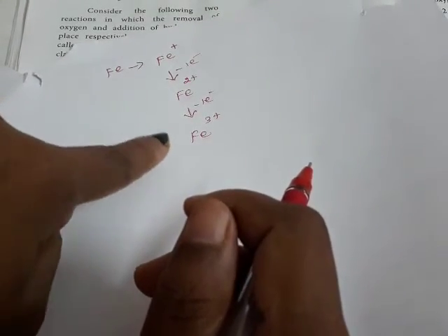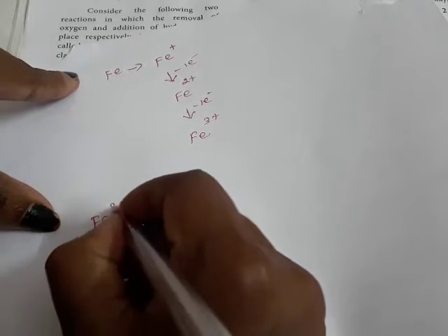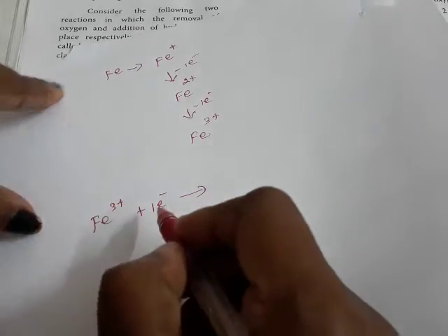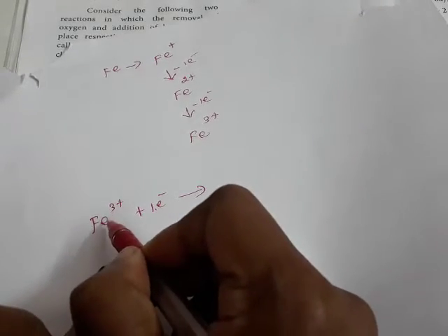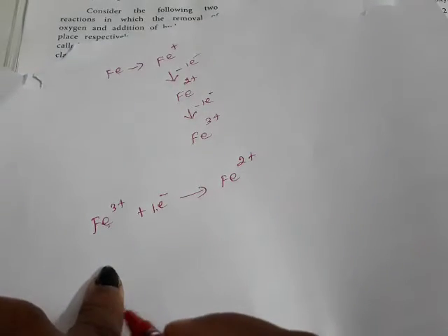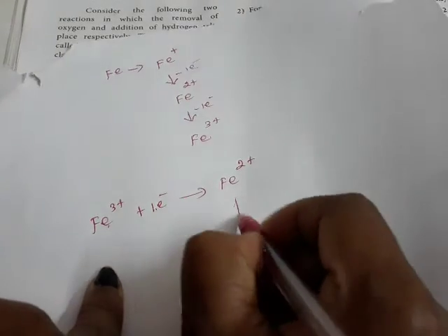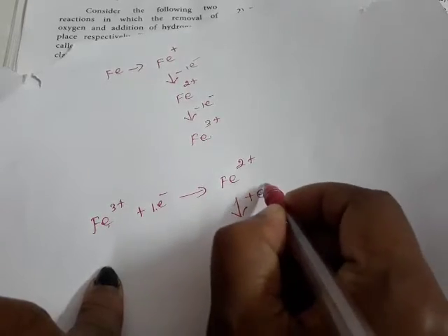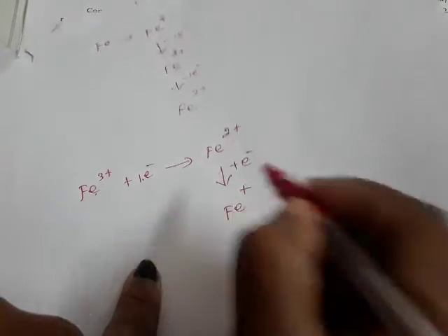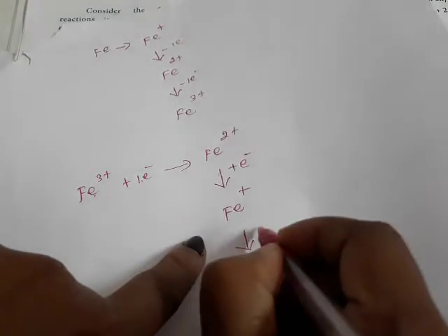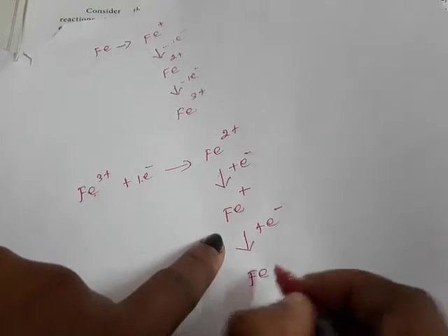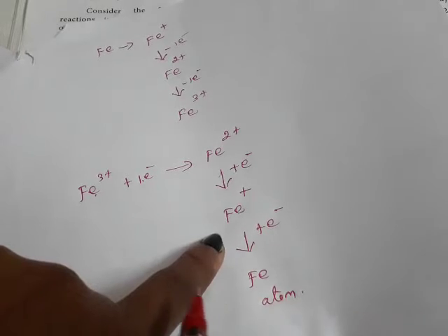Now, suppose Fe3+ gains one electron, then Fe3+ changes into Fe2+. Okay, do you understand? Suppose Fe2+ gains one electron, then Fe2+ changes into Fe+. Fe+ gains one electron, then Fe+ changes into the Fe atom. That's all. Do you understand?